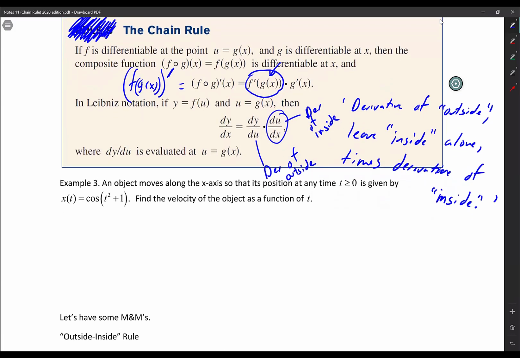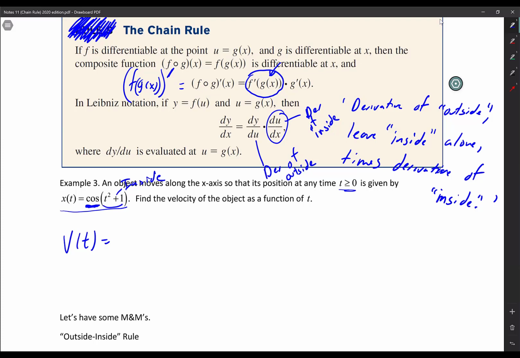An object moves along the x-axis and its position at time t greater than or equal to 0 is given by the function shown. Find the velocity of the object as a function of t. Okay, I just want velocity. I have to use chain rule. The cosine, remember, cosine is never by itself, guys. So the cosine is considered outside. And the t squared plus 1 is considered inside. Cool or not cool?